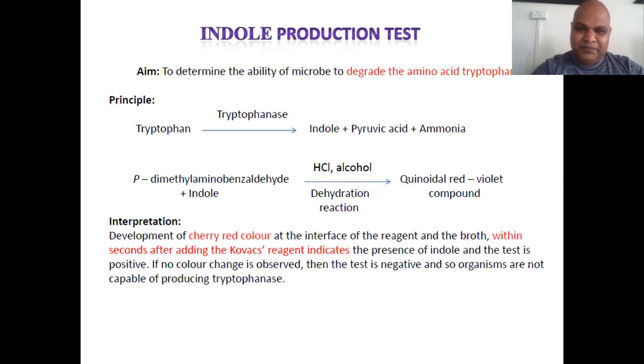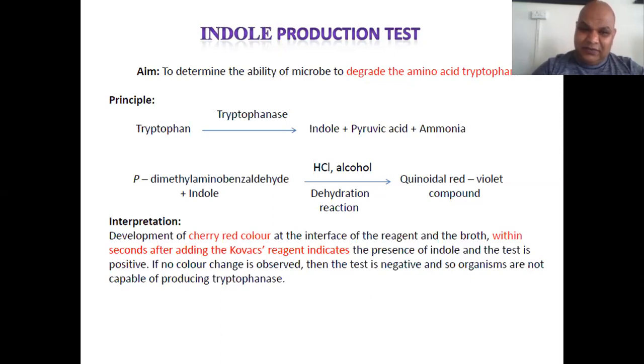Let's suppose in the media where we are culturing our bacteria, the amino acid tryptophan is present. How do these microorganisms react to this tryptophan, how do they depend upon it, and how do they show their presence? The principle is that tryptophan, in the presence of tryptophanase, changes itself into indole, pyruvic acid, and ammonia.